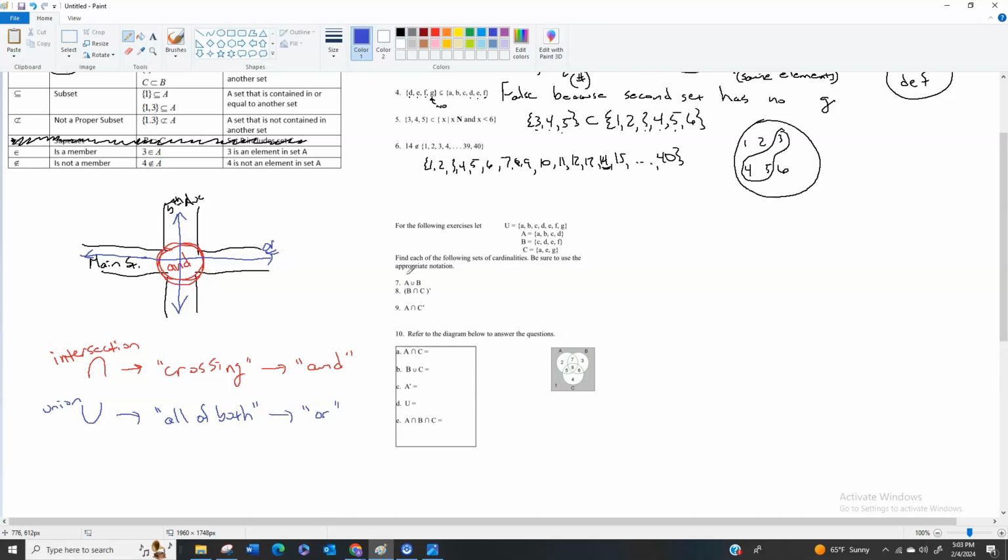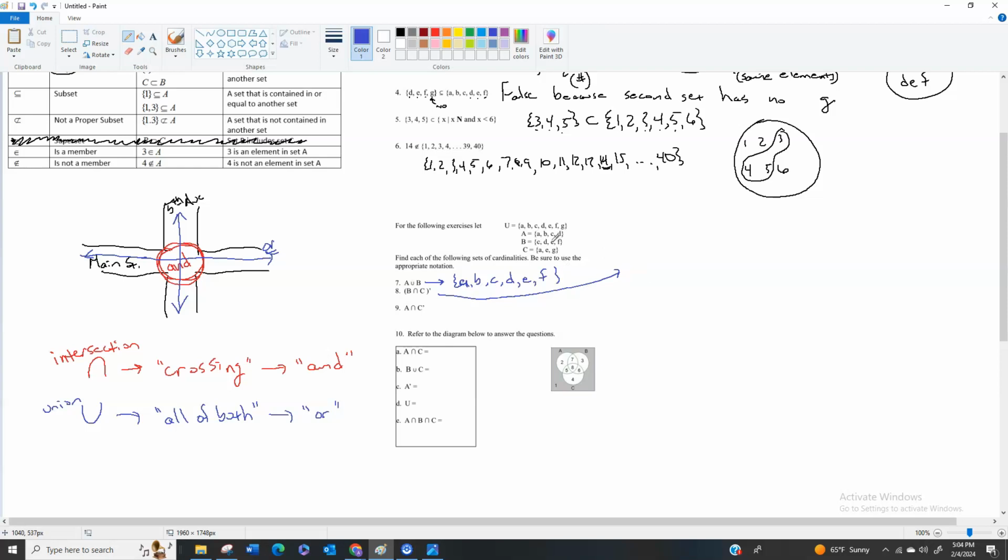So if we look at these, first one says A union B. So that means we want anything that is in one or the other or both. So all of both. So A has A, B, C, D. And then B has C, D, E, F. Well, we already have C and D, so we don't have to list them again, but we do need to list the E and the F. So A, B, C, D, E, F. That's everything that's in one or both. This little mark right here means like the opposite of. So let's figure out what it is first, and then we'll go back to what the not part means.